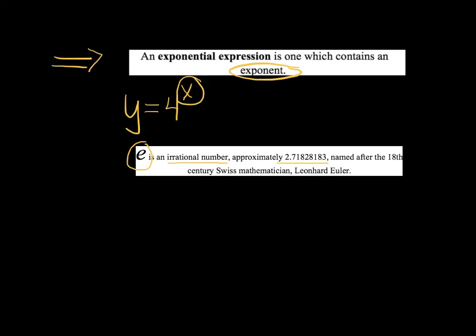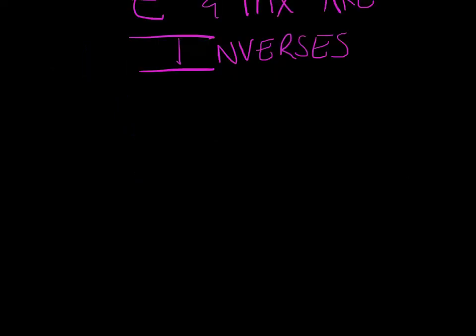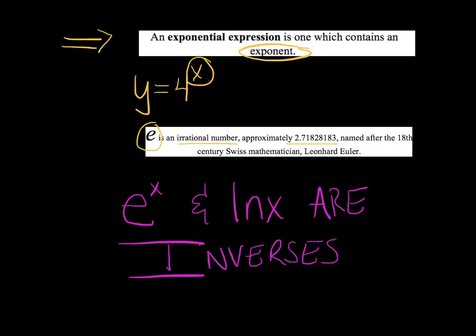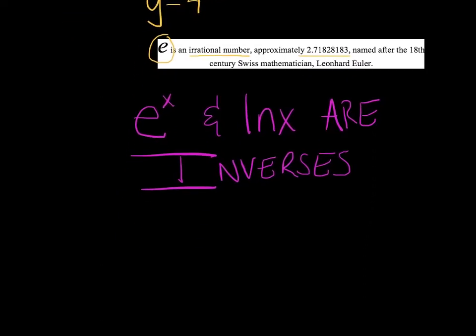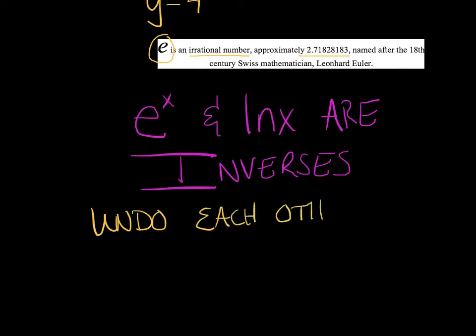So, e to the x and the ln of x are inverses. Now, we did not spend a ton of time talking about that idea back when we introduced this to you for the first time, so take good notes here. And we just reviewed inverses the other day. We said inverses pretty much undo each other. And the same is true for e's and ln's.